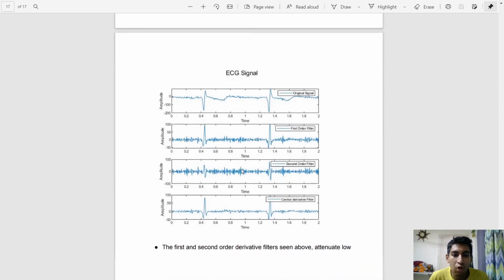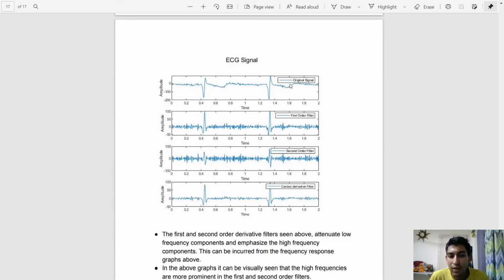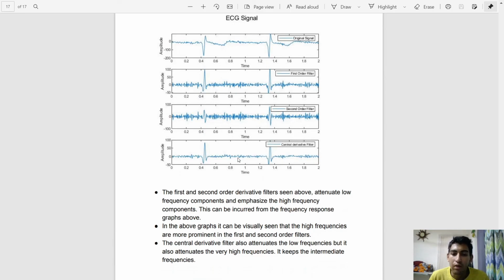For the ECG waveform, we have an ECG waveform like this, and when we apply the first order filter, as you can see, the higher frequencies have been retained just as we expected, and so is the case for the second order filter. For the central derivative filter, the higher frequencies have been retained compared to the original signal, but the frequencies are fewer than in the first order and second order filter outputs. This is because it only lets the intermediate higher frequencies pass.